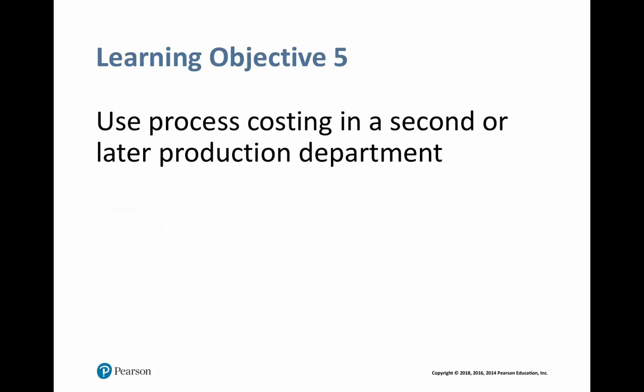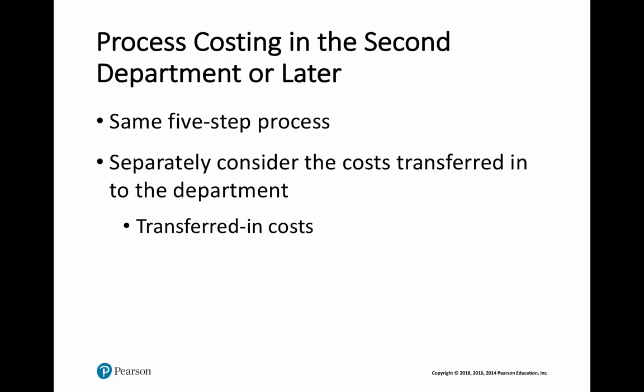All right, so what we've talked about so far is that first stage of manufacturing, that first department. So learning objective 5, and it's the last learning objective, we're going to look at the differences for the second or later, so basically anything after that first initial department. The difference there, it's the same 5-step process. The only thing that's different, and like I said, I'm not going to quiz you or have on the exam doing calculations related to the second or later departments.